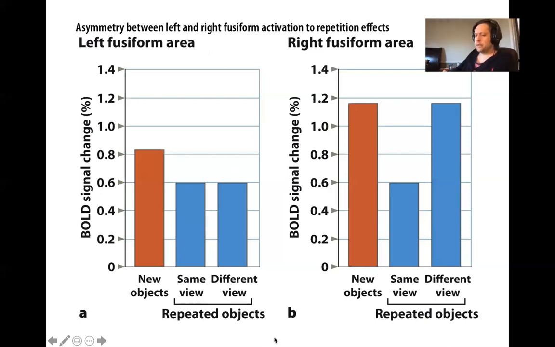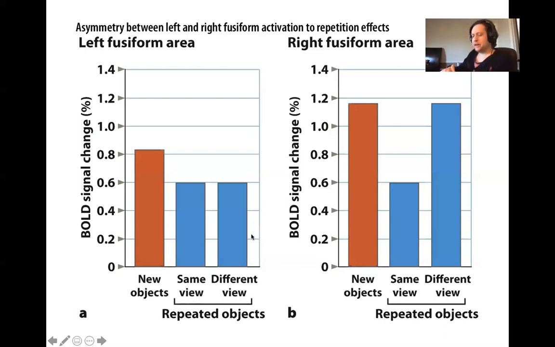In this study, they're looking at the brain's response to some object, and I actually don't remember what the specific objects were. They're looking at the brain's response depending on whether it's the first time you see the object, so that would be a new object. Then you can see it later in the exact same position. That would be same view. Or another condition is you can look at the exact same object that you saw earlier, but in a different position, a different view.